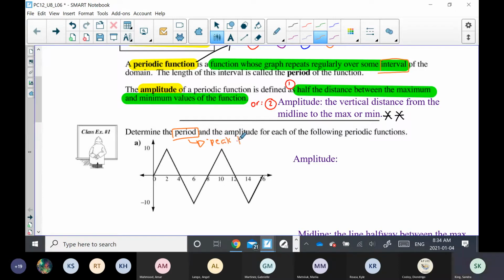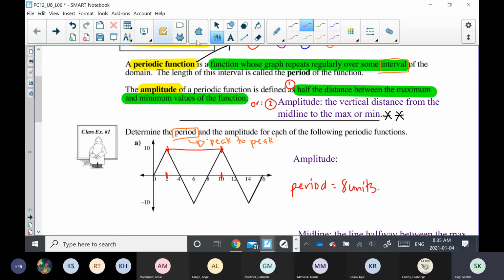So just write peak to peak. Okay, so here's what I mean. This is one peak, and here's the other peak. The distance from peak to peak would give you the period of your graph. So this is at 2, and that's at 10. That distance is 8 units, okay? So the period of this graph is 8 units.